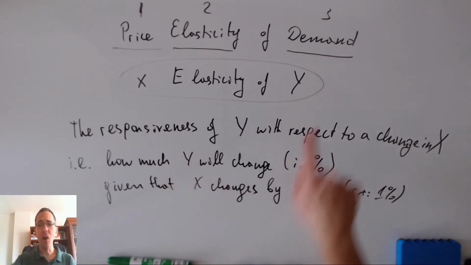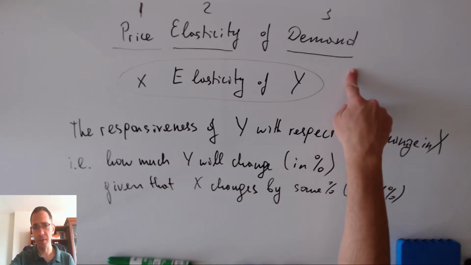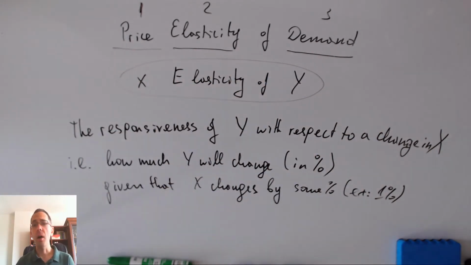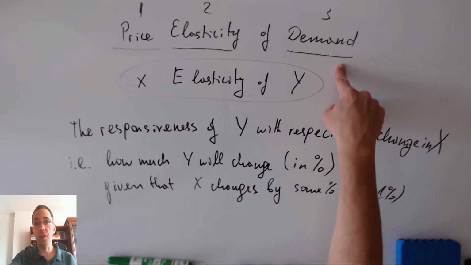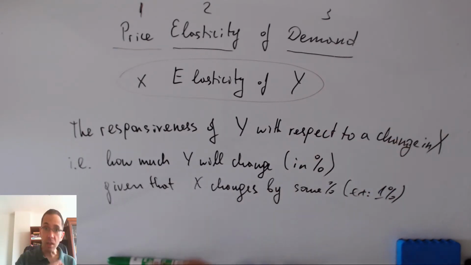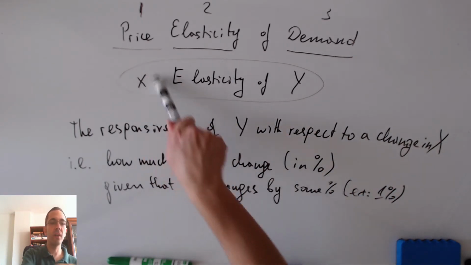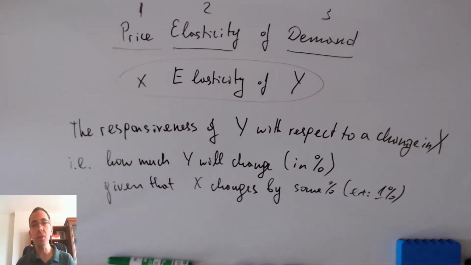Price elasticity of demand, how much demand will change in percentage terms or in relative terms given that the price has changed. Income elasticity of demand, how much the demand will be changed in percentage term given that income is changing. Price elasticity of supply, how much the quantity supplied will change in percent or in relative terms given that the price is changed, and so on. So it's always how much the second one will change given that we have an initial change in the first one. This is what elasticity measures.